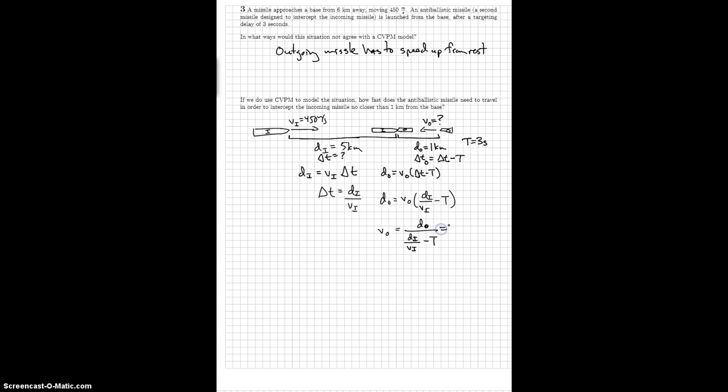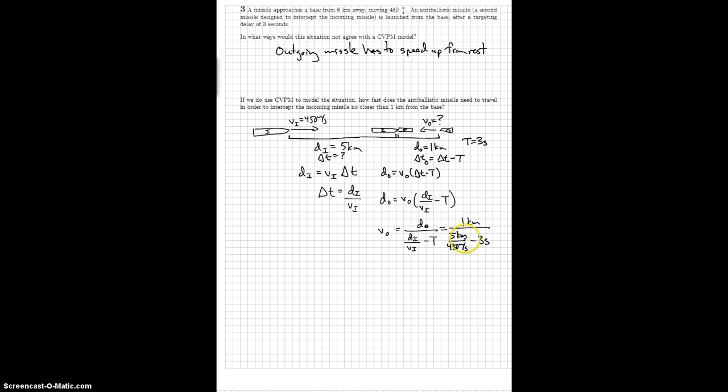Okay, so this is a fairly involved expression. We'll have to be careful to check our units here. Okay, the outgoing missile is going to go 5 kilometers. The incoming one went 1 kilometer. Oh, I'm sorry. The outgoing one went 1 kilometer. The incoming one went 5 kilometers. And the incoming one is going 450 meters per second, minus 3 seconds there.